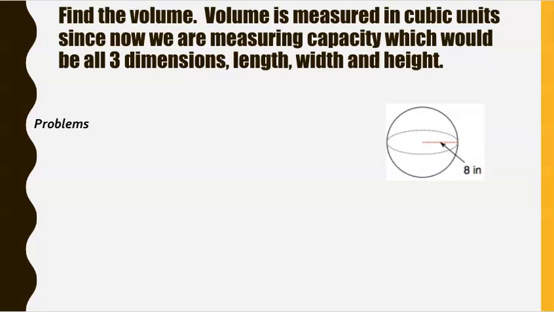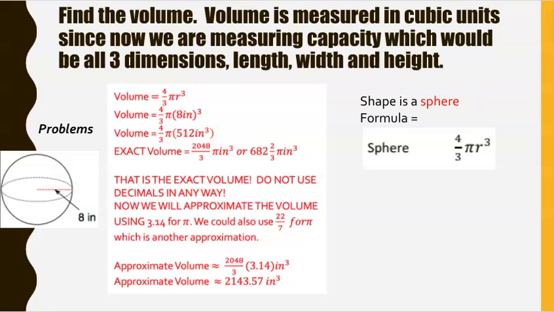Let's do another problem. Find the volume. Again, volume is measured in cubic units, and so we're in 3 dimensions, length, width, and height. Now, the derivation for a sphere is fun, and I hope you've gone through that by watching some other videos. You probably need the formula for this one, since the derivation might be a little more challenging. So what is the formula for the volume of a sphere? Well, the formula is 4/3 pi times the radius cubed.